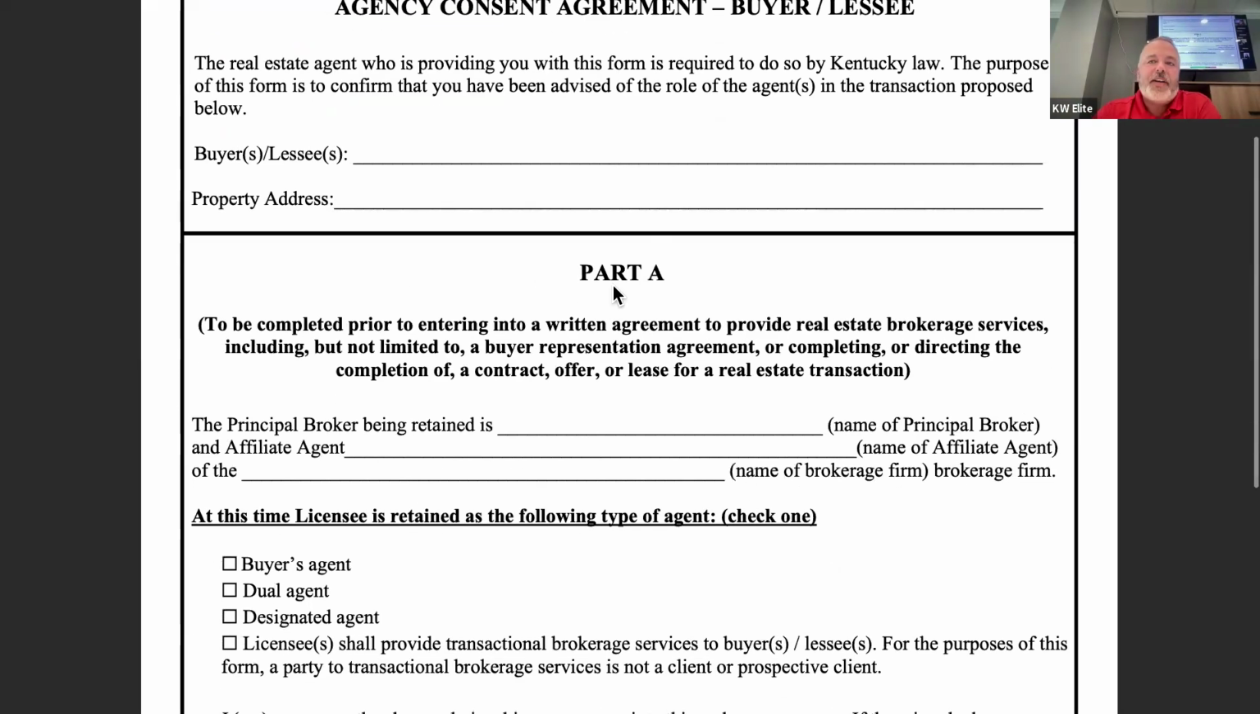Part A, this is what you fill out at that wants and needs. When you first meet, you got your guide to agency relationship that we just filled out.